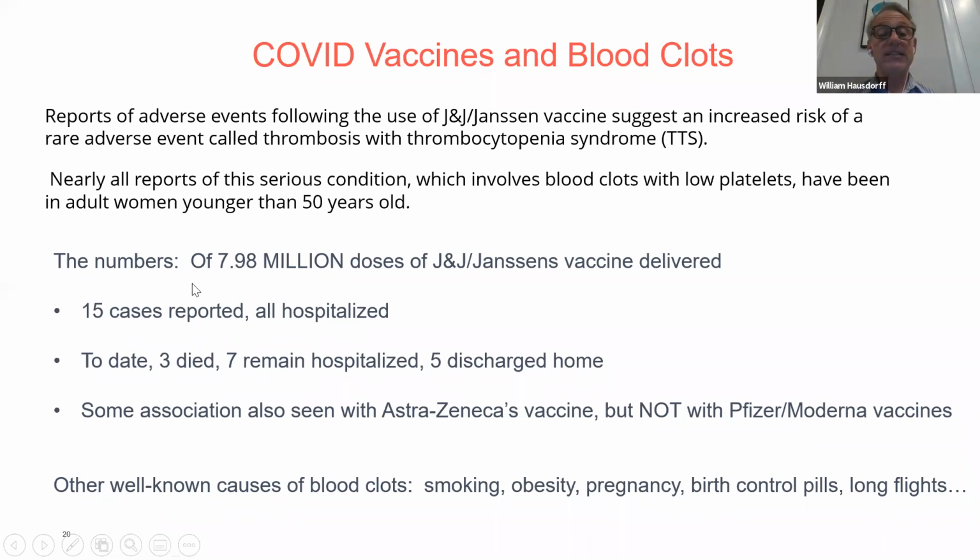So 15 cases out of 8 million doses. Some association was seen not only with this vaccine but also with AstraZeneca, which was in the news too. It hasn't been seen with the same kind of frequency. This is 15 cases in 8 million, so that's 2 cases per million. But it hasn't been seen with the Pfizer and Moderna vaccines. Now, we don't like blood clots. Nobody wants side effects. Nobody wants severe side effects.